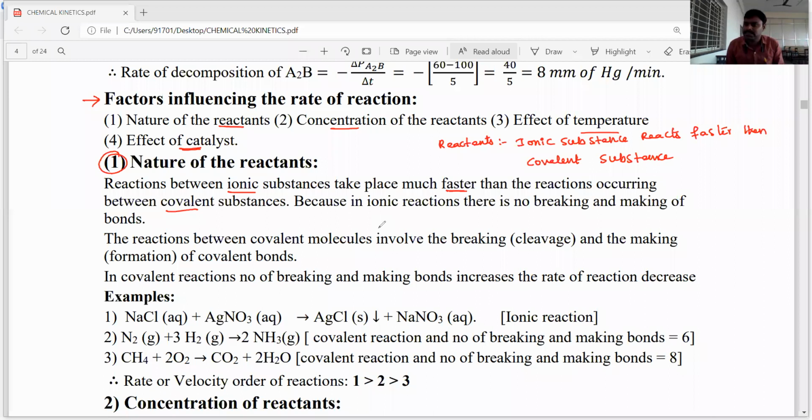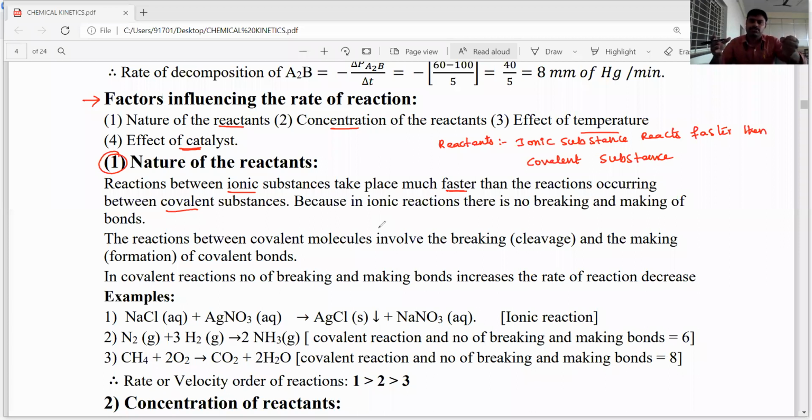Ionic substances are present, meaning there are attractive forces between the positive and the negative charge, that is, electrostatic attractive forces between the ions. Such type of substances are called ionic substances. Then the ionic substance reacts very fast because there is no breaking and making of bonds.